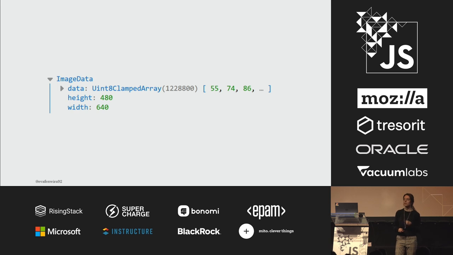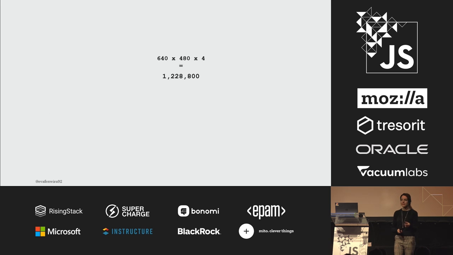height is 480, the width is 640, and here it is, the 1.2 million array, because, yeah, why wouldn't you need a 1.2 million array? What is this 1.2 million? Because it seems like a random number. It's actually the width of the video multiplied by the height of the video multiplied by 4, because 4 is the number of information that you get from each pixel: the red, the green, the blue, and the alpha.